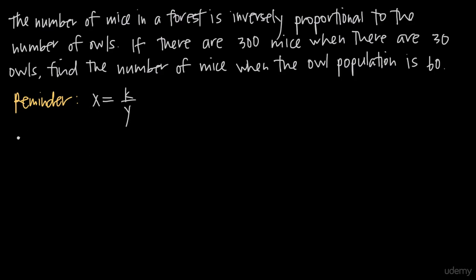So let's go ahead and say that x is going to be mice and that y is going to be owls. I always write this key down for myself so I remember and I don't end up switching things halfway through the problem and getting it wrong. So the problem tells us if there are 300 mice when there are 30 owls. So what we're going to do is plug 300 in for x since x is equal to mice. So we're going to say 300 is equal to k over 30 because there are 30 owls and y is equal to owls, and we've got y right here, so 30.